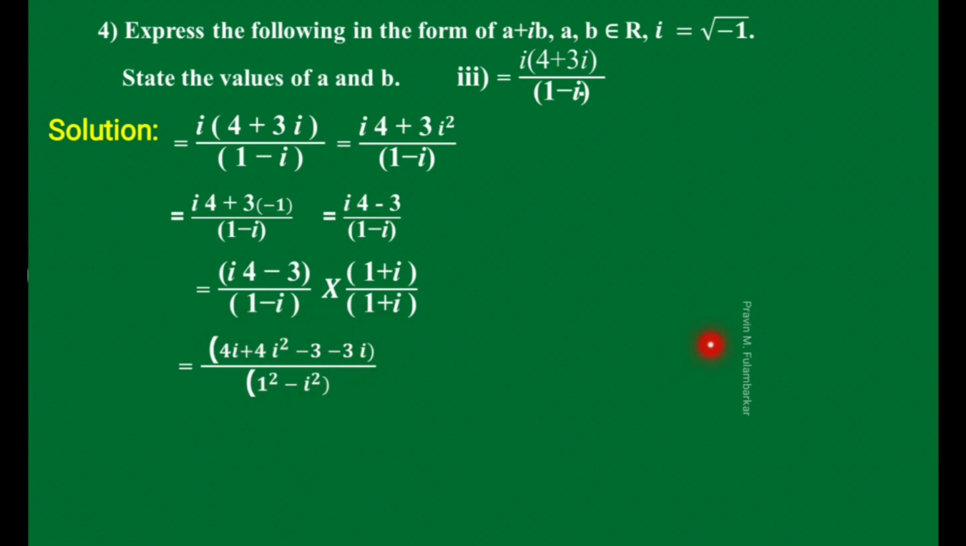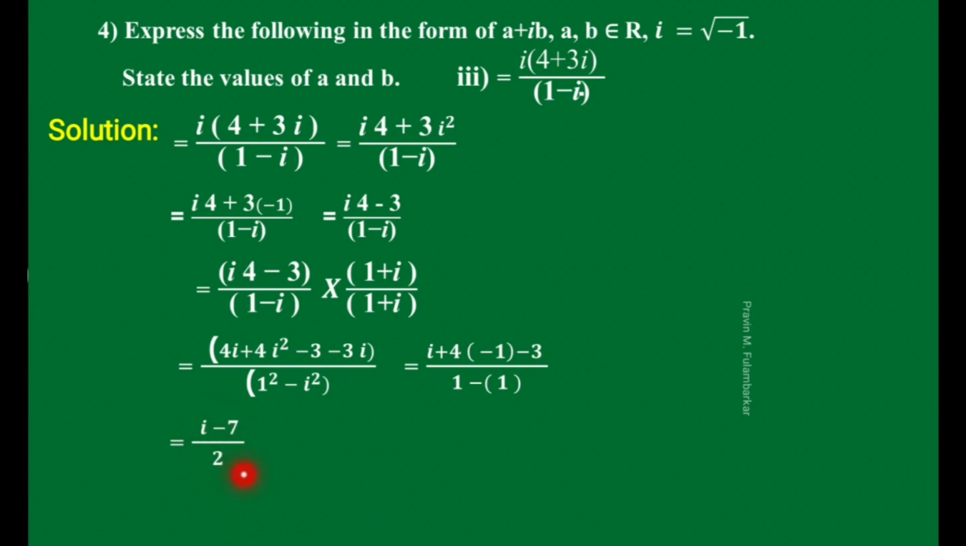So replace this i square by minus 1. And we add 4i with minus 3i. So 4i minus 3i we get only i, and we replace this i square by minus 1. Here is one print mistake, you correct it: 1 minus minus 1, because i square is minus 1. So in the next step you will get 1 plus 1, 2. Here 4 into minus 1 is minus 4. So minus 4 minus 3 we write minus 7, and this i as it is.